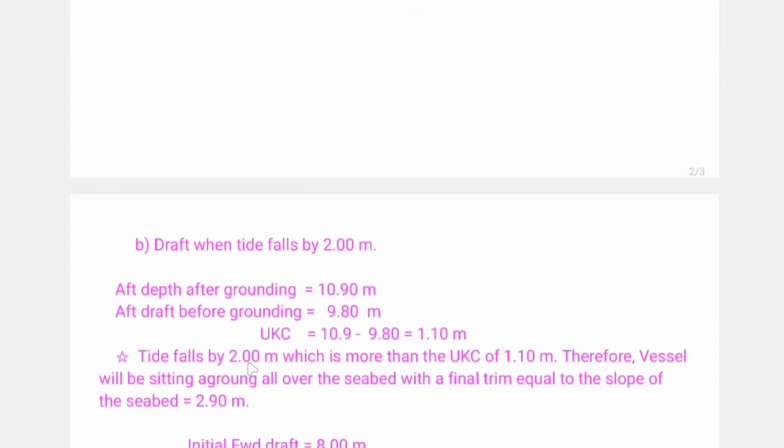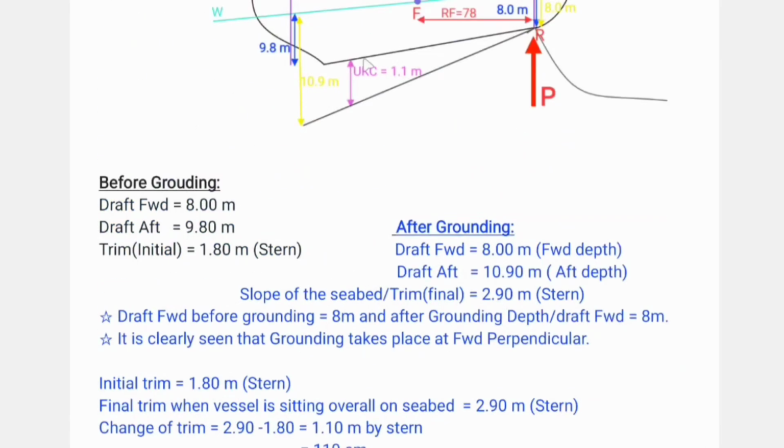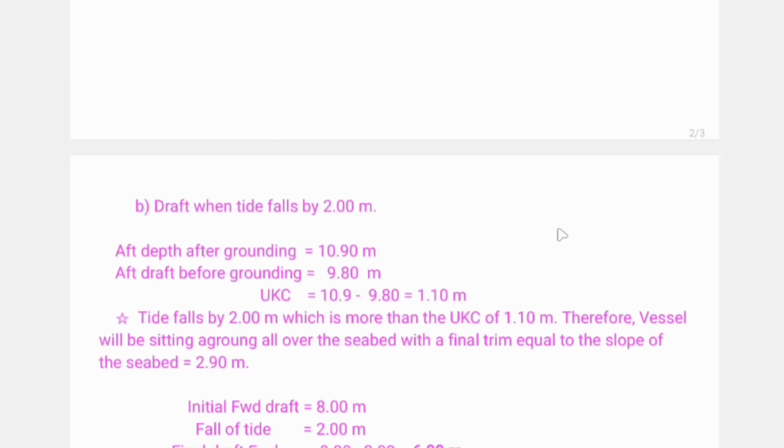The tide falls by 2 meter, which is more than the UKC of 1.10 meter. We have a UKC of 1.1 meter and the tide falls by 2 meter. Therefore the vessel will be sitting aground all over the seabed with a fixed trim equal to the slope of the seabed, that is 2.90 meter.